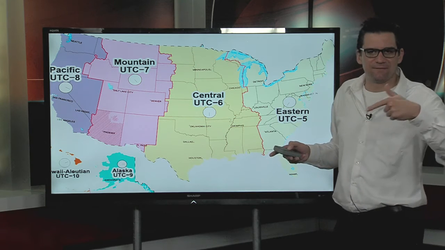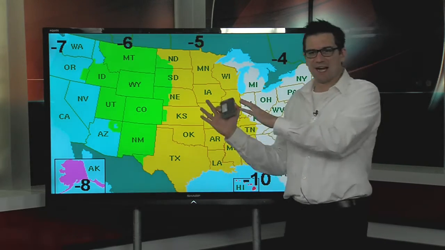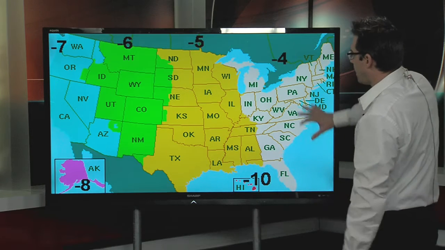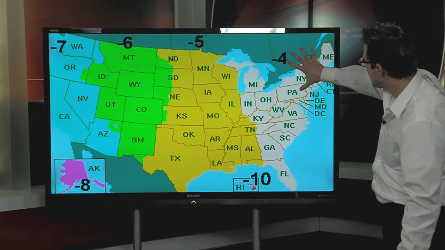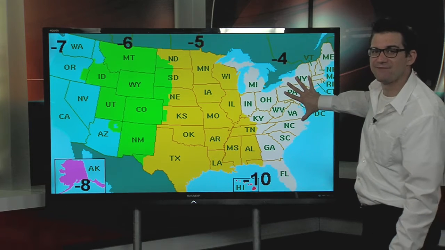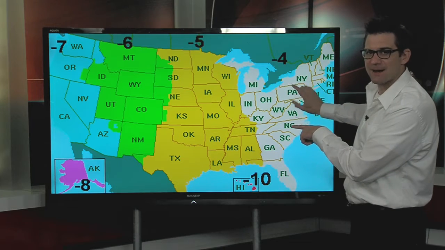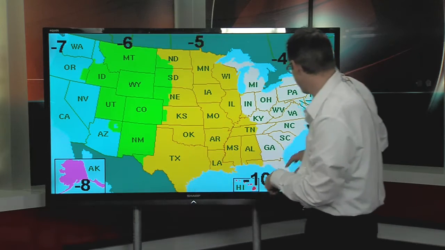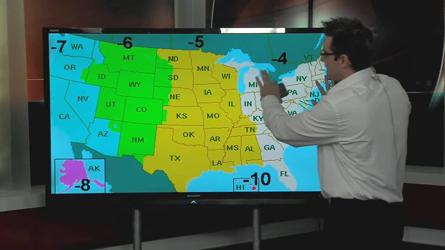Well, when we factor in daylight saving time, everything kind of shifts. So here's what it looks like now, okay? Notice how everything shifts, all right? So we're in -5 now, but when you factor in daylight saving time, everything jumps back by 1 hour, okay? So this is a map showing daylight saving time. So now we're only 4 hours behind.